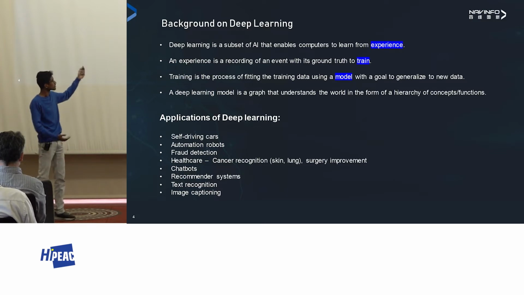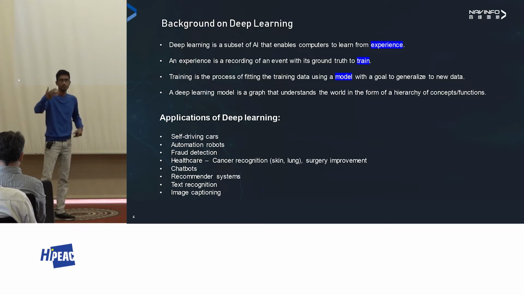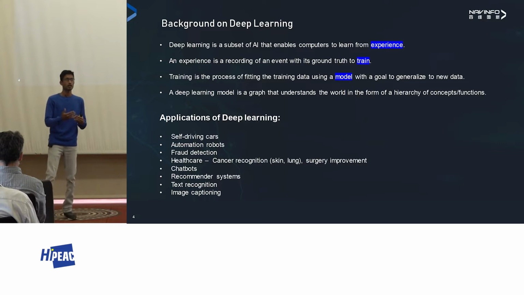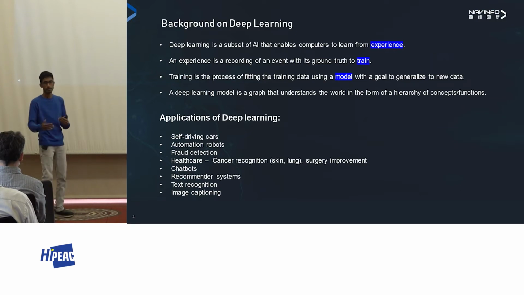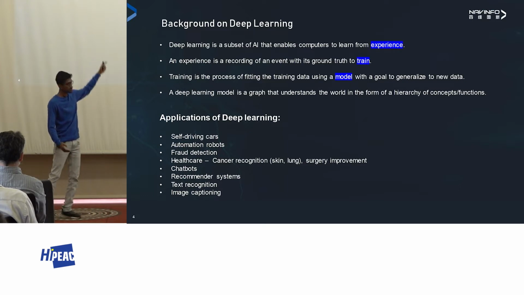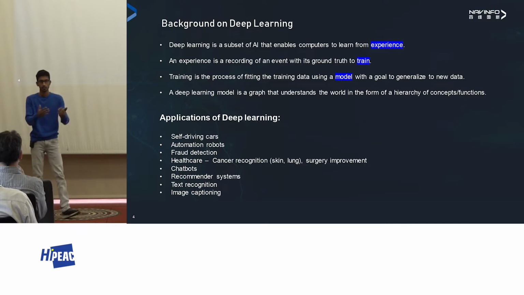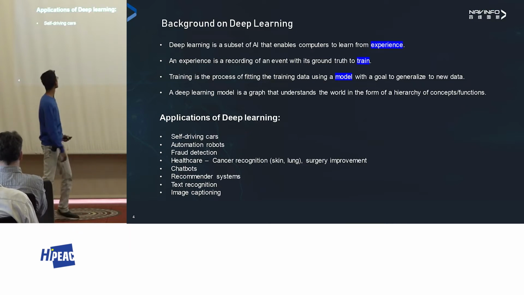Using a model. What is a model? A model is a graph. It's a sequence of functions, and those functions help us generalize. Let's say we've seen 100 different samples, the 101st sample we should be able to predict. That's what is called generalization: predicting with good accuracy, and it should scale. So that's what a model does. A deep learning model is a graph that understands the world. It's a sequence of functions that is capable of generalizing things.